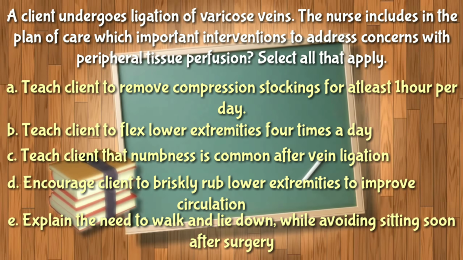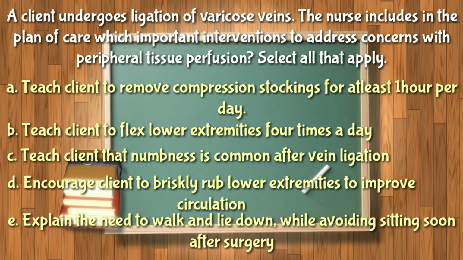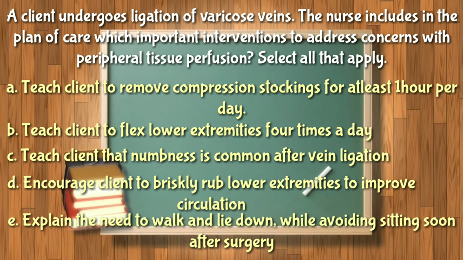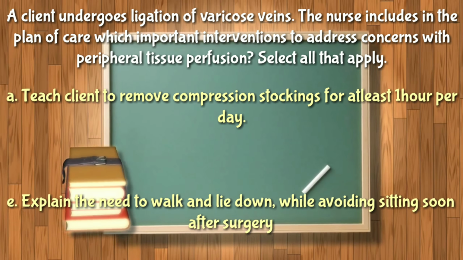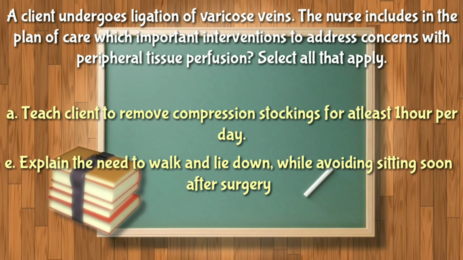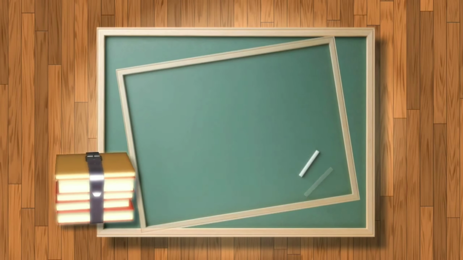Meanwhile, letter B, letter C, and letter D are not included because for letter B, flexing the extremities does not aid tissue perfusion, although it maintains joint range of motion. That is why letter B is not included. For letter C, numbness is a temporary or rarely permanent complication of surgery. That's why letter C is not included. Meanwhile, the last one, letter D, briskly scrubbing the extremities will not aid tissue perfusion. That is why we are left with the final answer, which is letter A and letter E. So that's it. Okay, now let's go for the next question.